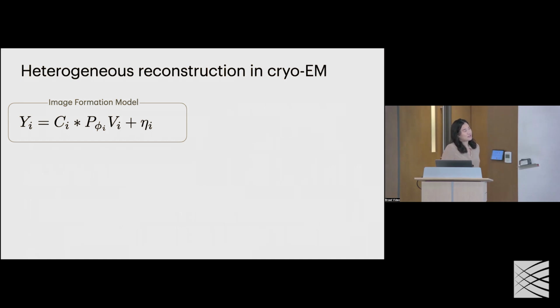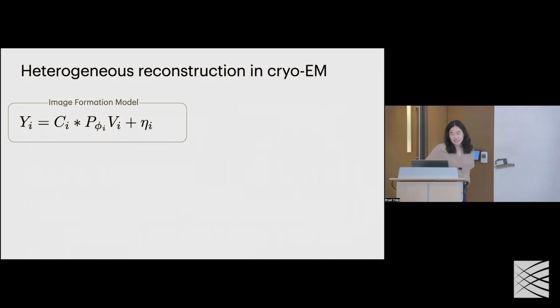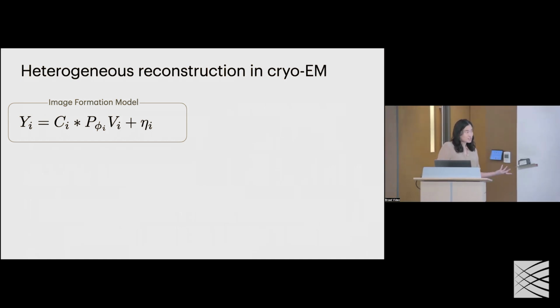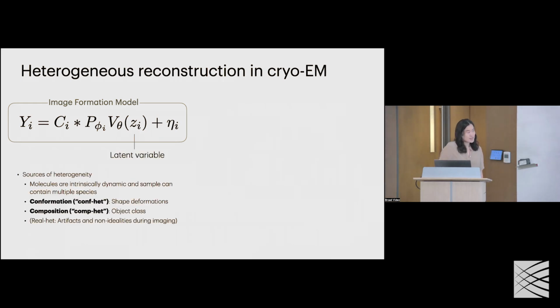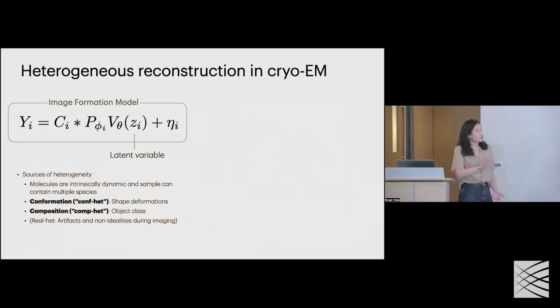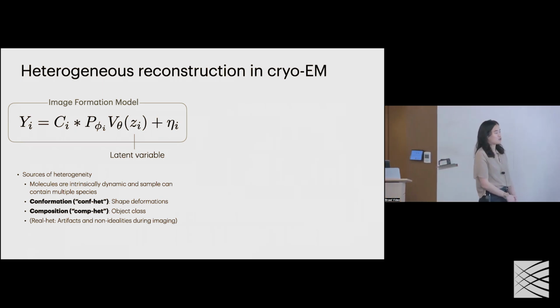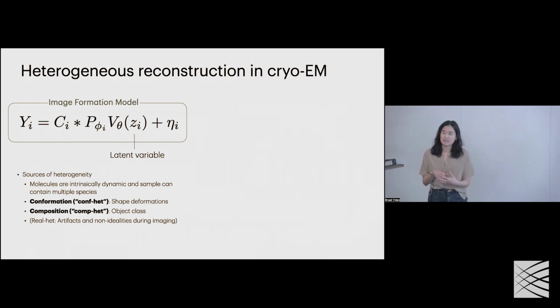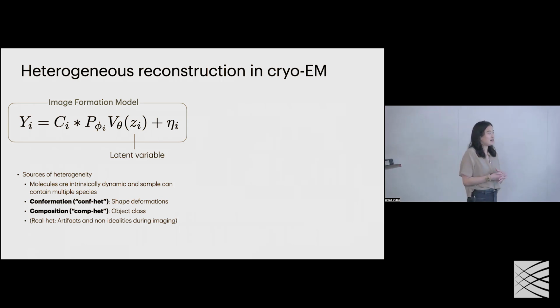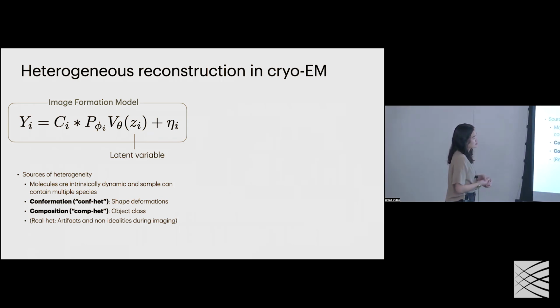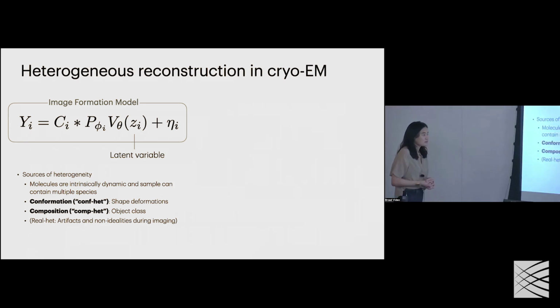Okay. So you'll also be familiar with this slide. So in heterogeneous reconstruction, we extend the image formation model. Instead of a single volume for each image, we now have this distribution of volumes parameterized by some latent variable model. And I think it's important to take a step back and think about what are the sources of heterogeneity, because that motivates how we want to design our volume distribution, our parameterization of the distribution.